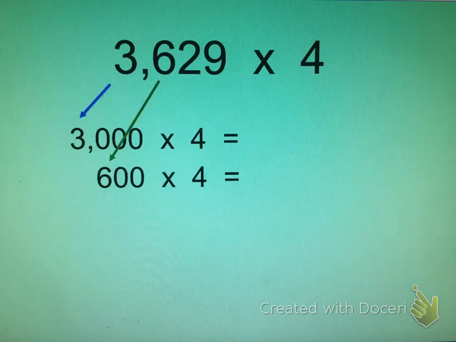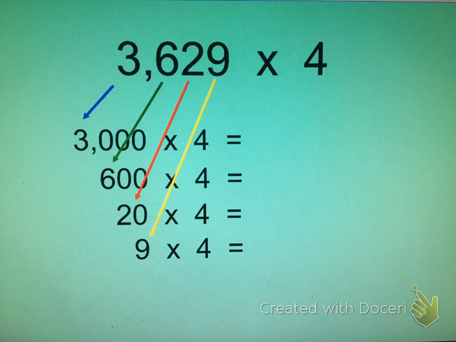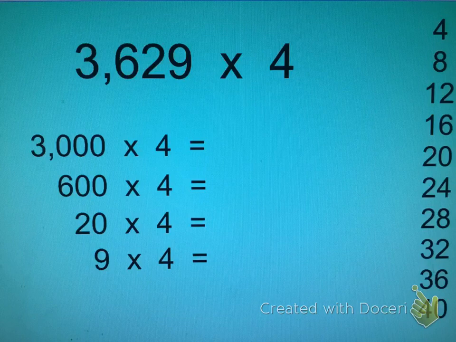The 6 means 600, so our next problem would be 600 times 4. We keep going to our tens place, and we'll have 20 times 4, and finally in our ones place we have 9 times 4. Now we're all doing a really great job learning our multiplication facts, but just be as accurate as possible with multiplying, and to do that just take a few seconds to skip count your 4s down the side of your page. This is going to give you a quick and accurate reference as you solve these 4 simple multiplication problems.